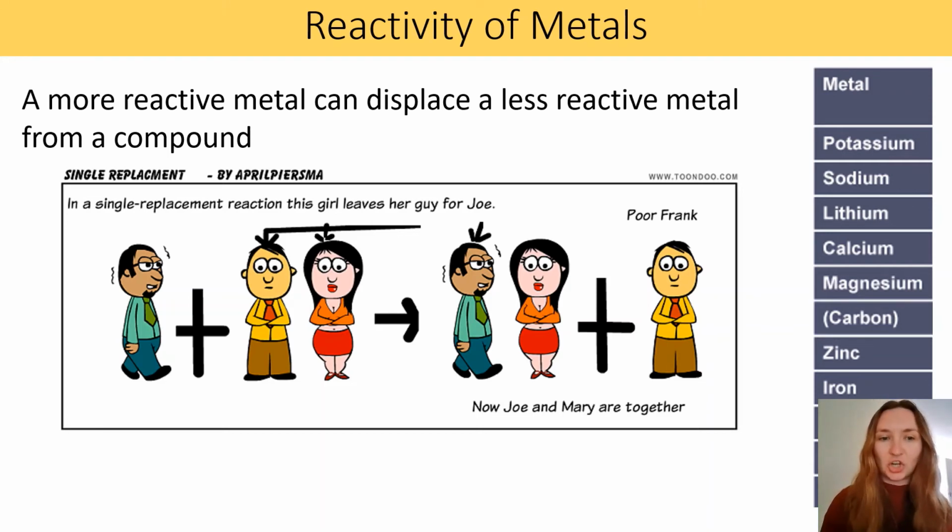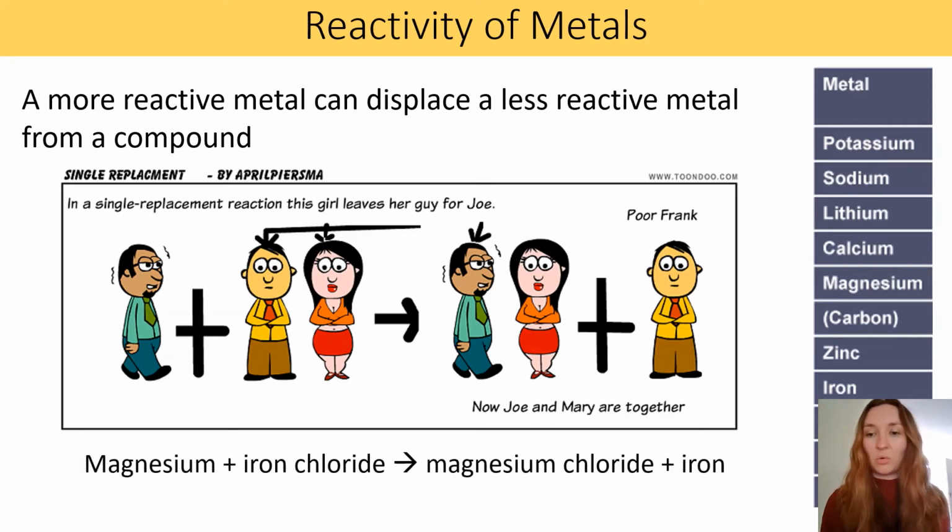We can see that Joe, who is in green, comes along and he is more reactive. He's representing a more reactive metal. And what's happening is that he is shoving out Frank, who is least reactive or less reactive, and Joe and Mary are together on the product side. So they're representing a compound now, and Frank has been shoved out the way and he's now on his own. So this is a displacement reaction where a more reactive person here, or metal, displaces a less reactive metal or person. So this is what it actually looks like in chemistry.